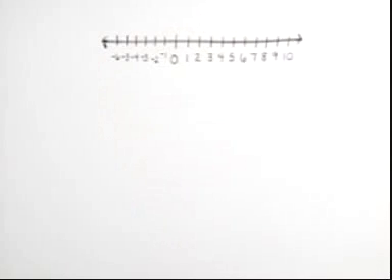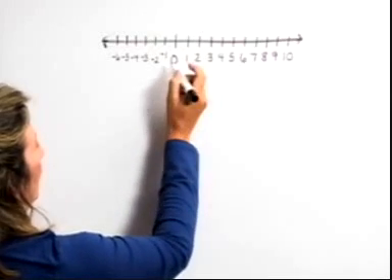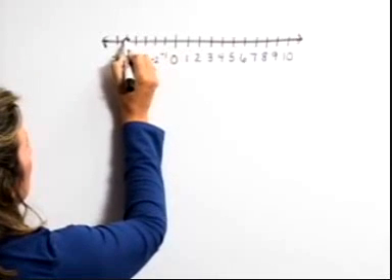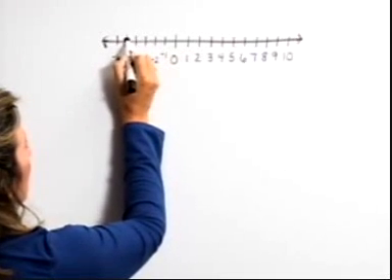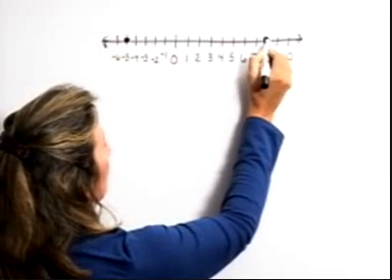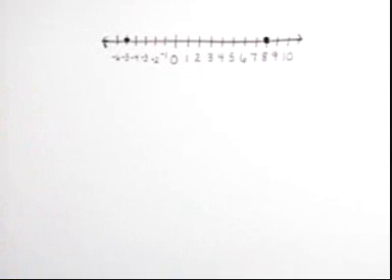Graph -5 and 8 on a number line. Here we have our number line, and we're going to start by putting -5 on it, which is here, and 8, which is here. And we've graphed -5 and 8 on the number line.